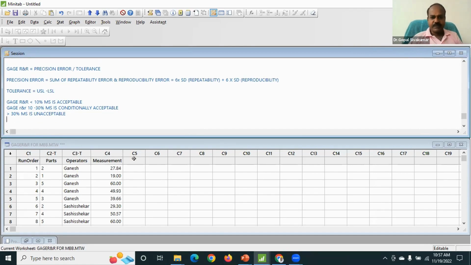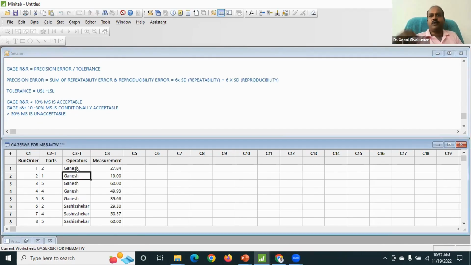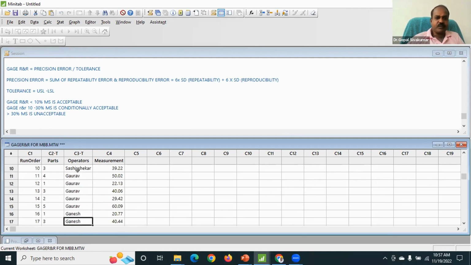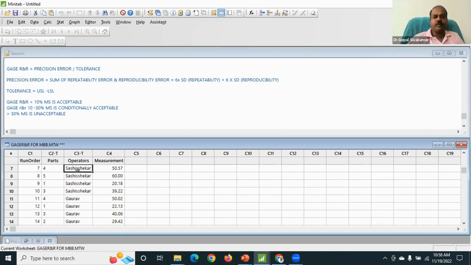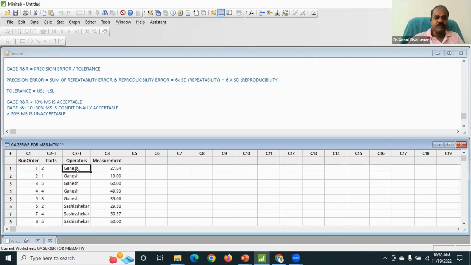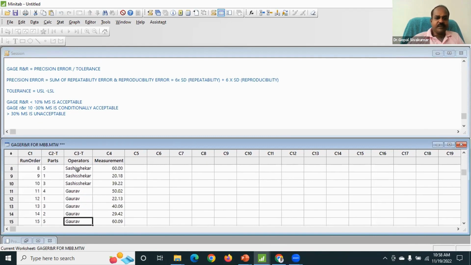Now, see here, like how I involved several people here. I involved Santosh, Yadav, Satish and Venkat in the data collection. But here, in the same manner, I have involved an operator called Ganesh. Then the next operator is Sashi Shekhar. The next operator is Gaurav. So how many operators here? Only 3 operators. Can you see Ganesh, Sashi, and one more is Gaurav.